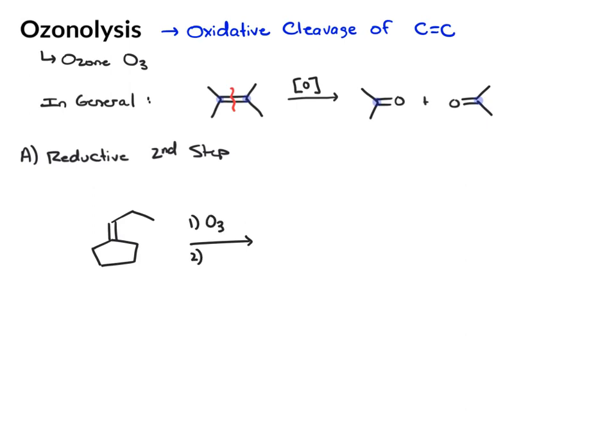And then step 2, I'm going to use DMS. DMS is dimethyl sulfide. You can also use zinc and an acid source as the reductive second step. If you see either DMS or the zinc and acid, it means the same thing as far as the products.